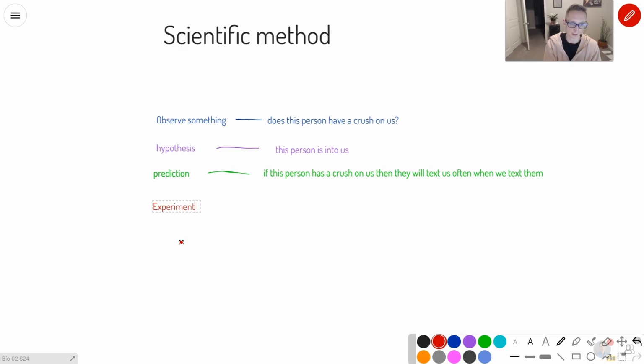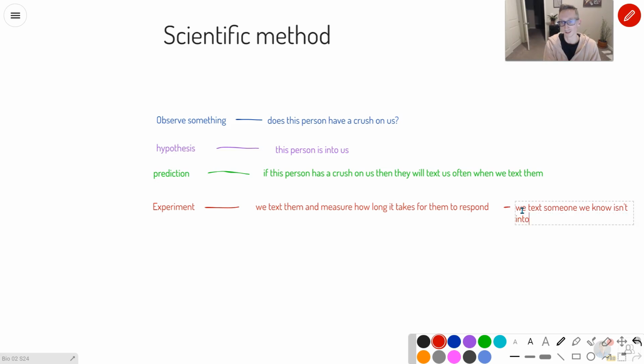The experiment would be we text them and measure how long it takes for them to respond. And maybe also simultaneously, we text someone we know isn't into us and compare the results. Then we collect that data and we draw a conclusion. And that conclusion is we look at the data and describe in words what it is telling us.